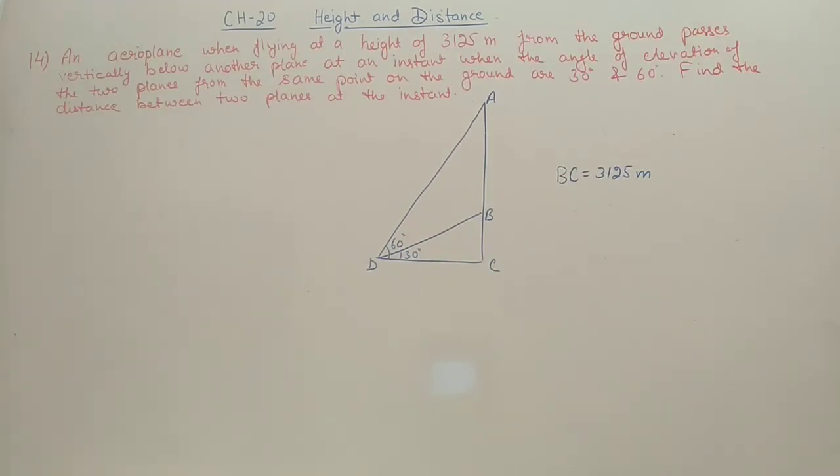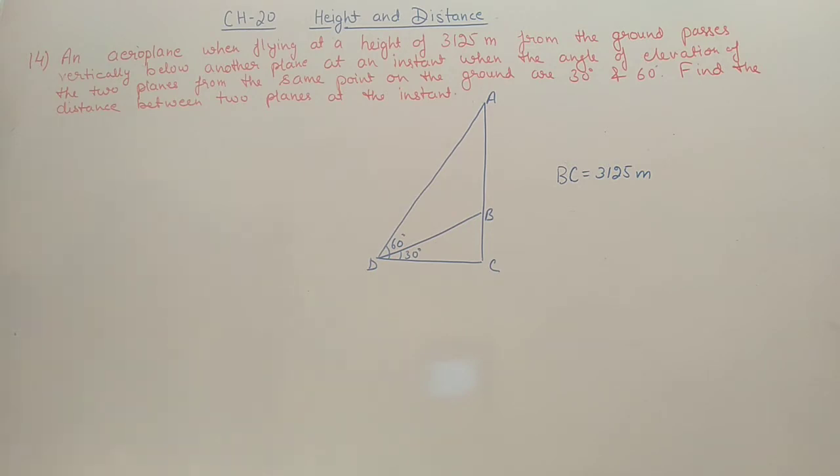Question number 14. An aeroplane flying at a height of 3125 meter from the ground passes vertically below another plane at an instant when the angle of elevation of the two planes from the same point on the ground are 30 degree and 60 degree. Find the distance between the two planes at that instant.